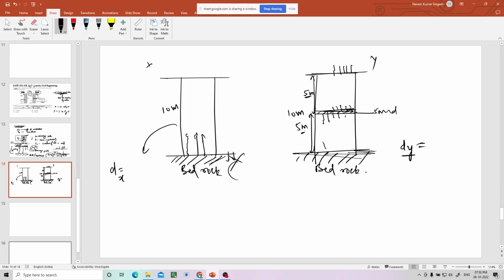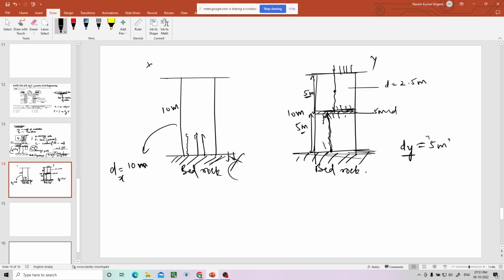Yeah. See, suppose in this upper part, if you take any particle, it will travel only 2.5 meters, because it can go up, it can go down, only 2.5 meters. But in this part, the farthest will be at a distance of 5. So you have to take 5 meter, right? The farthest distance traveled by any particle is 5 meter. So dy is 5 meter. Here dx is 10 meter.